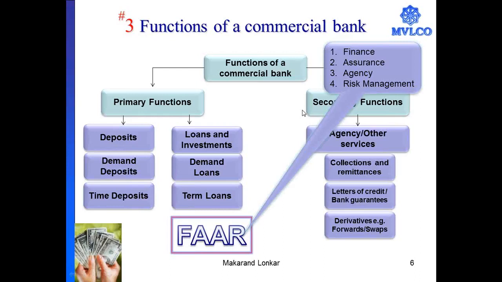In an assurance product, the bank is assuring somebody that if there is a problem, the bank will resolve the problem. An example of an assurance product on the screen is a letter of credit. When a bank issues a letter of credit, it is assuring the seller that it will definitely make the payment provided the seller complies with the requirements of the buyer. So this is one example of an assurance product. A bank guarantee and letters of credit are examples of assurance products.